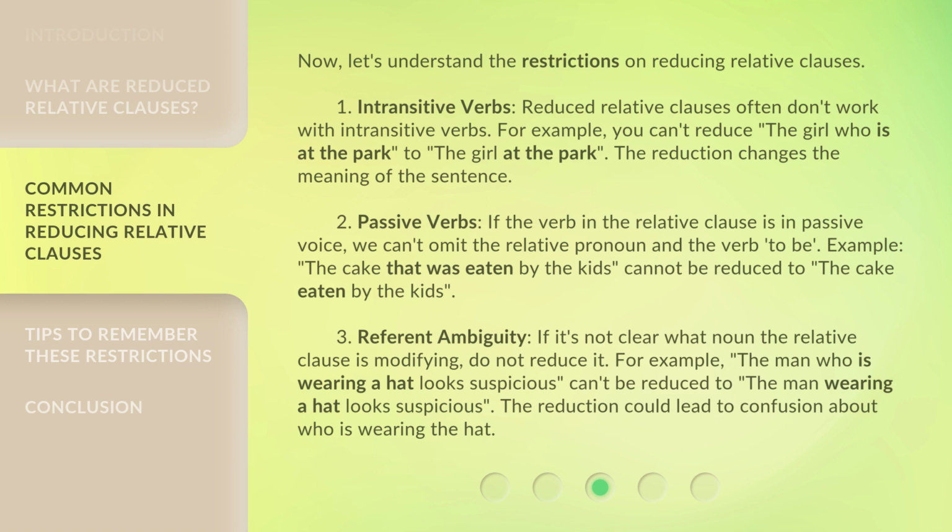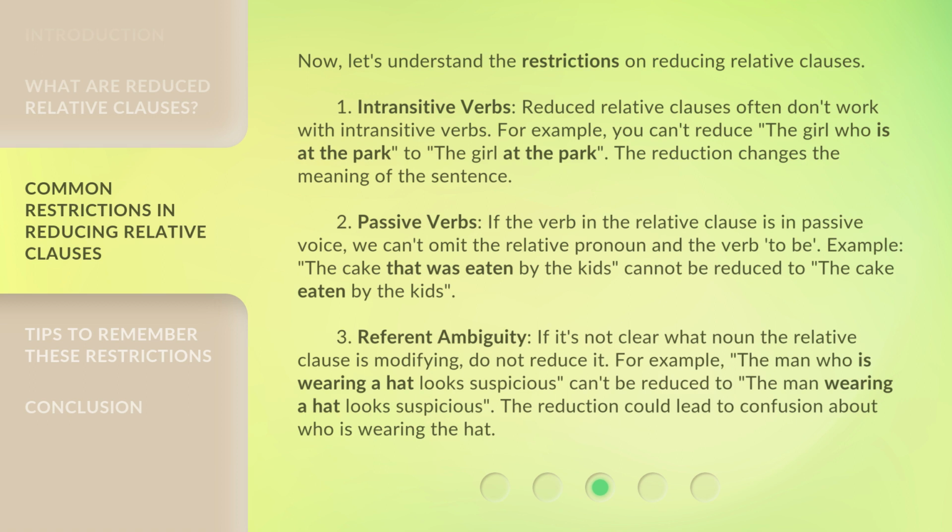2. Passive verbs. If the verb in the relative clause is in passive voice, we can't omit the relative pronoun and the verb to be. Example: the cake that was eaten by the kids cannot be reduced to "the cake eaten by the kids."